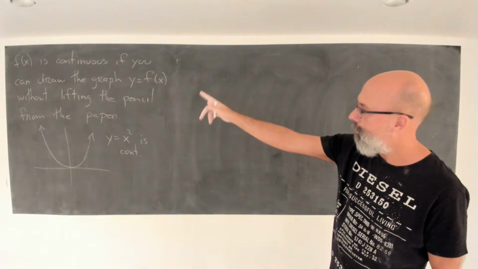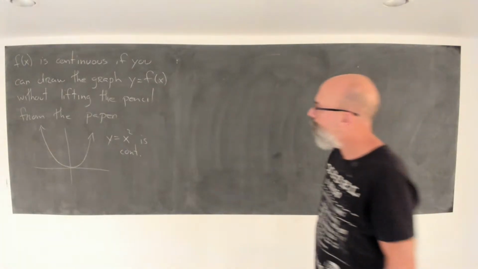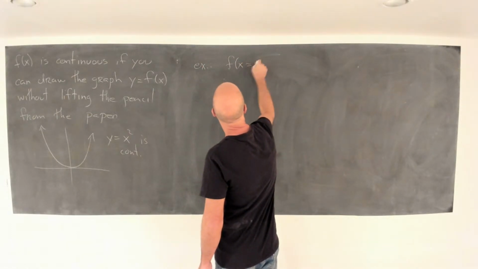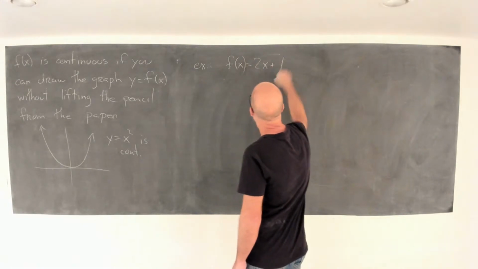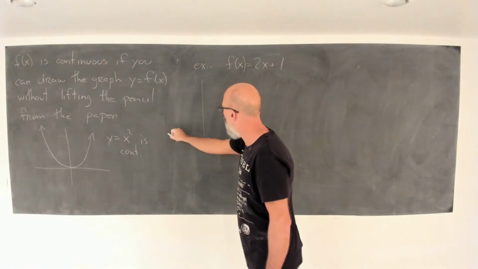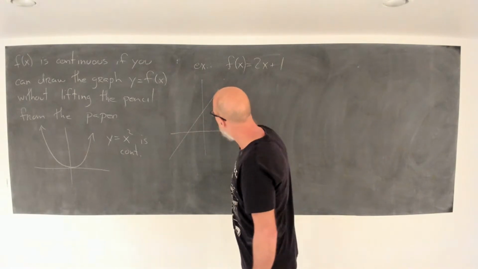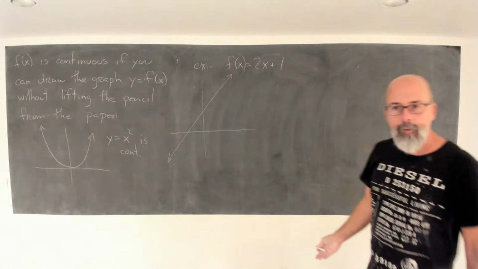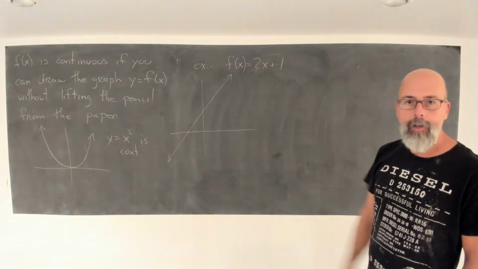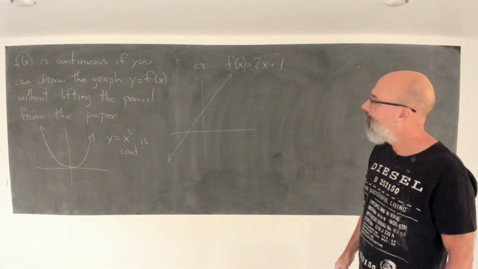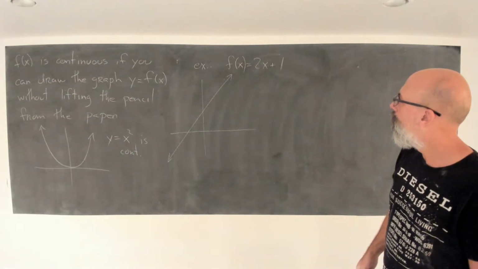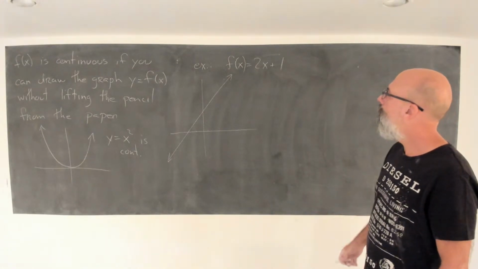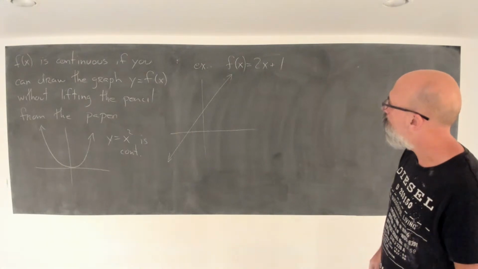So y equals x squared is continuous because you can graph it without lifting the pencil from the paper. The function 2x plus 1. You know what kind of function that is. It's just a straight line. You can graph it without lifting the pencil from the paper. It's a continuous function. Now, if you don't have the graph, how do you tell if a function is continuous?